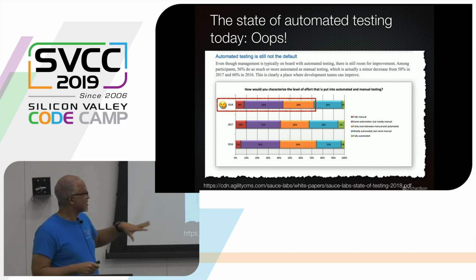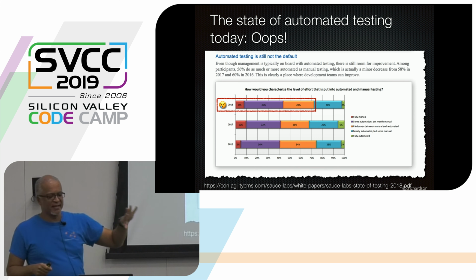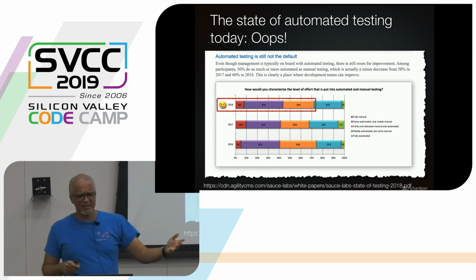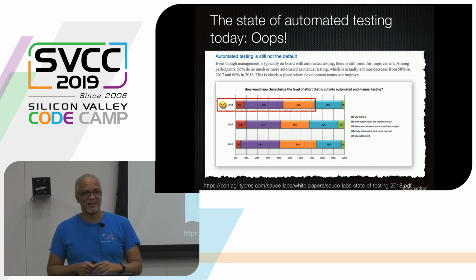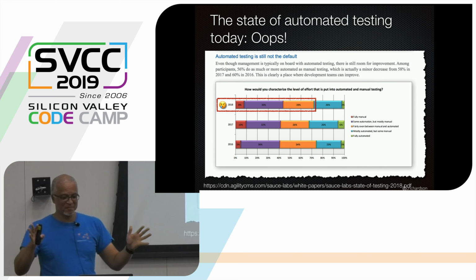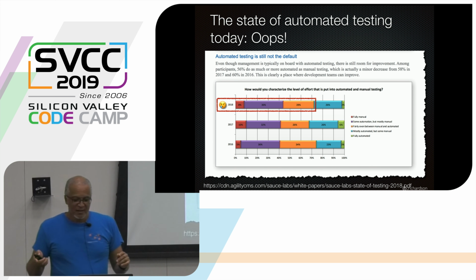And it's fascinating because there's also a poll that says like 90% of companies want to do DevOps and Agile, I think. So there's like a total disconnect here.